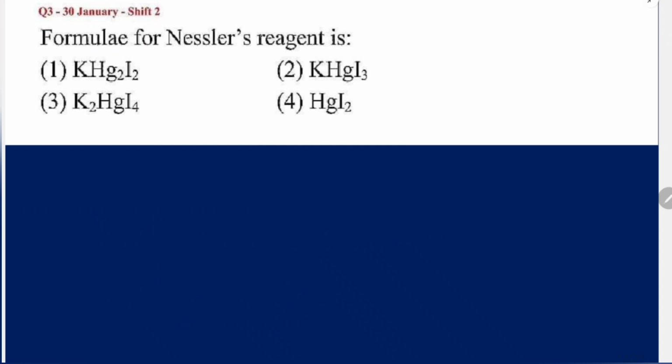Have a look at the next question. Formula for Nessler's reagent. First of all, what is Nessler's reagent? Nessler's reagent is an aqueous solution of potassium iodide, mercury chloride and potassium hydroxide. Its chemical formula is K2HgI4. It is the formula of Nessler's reagent.